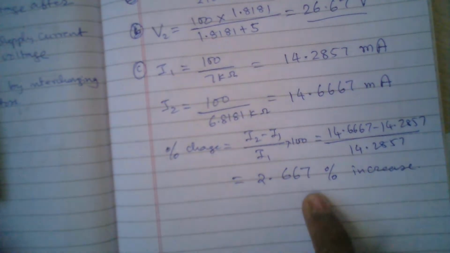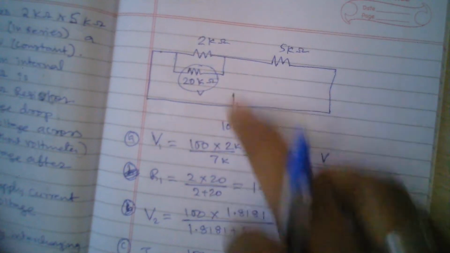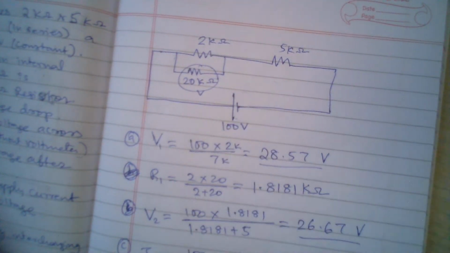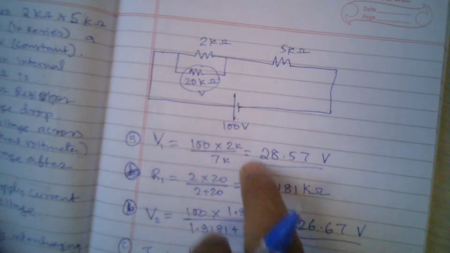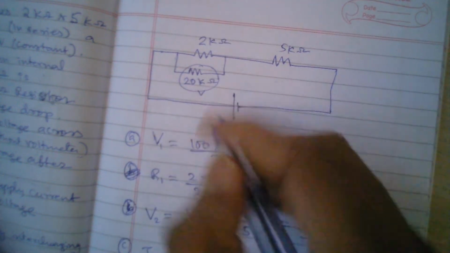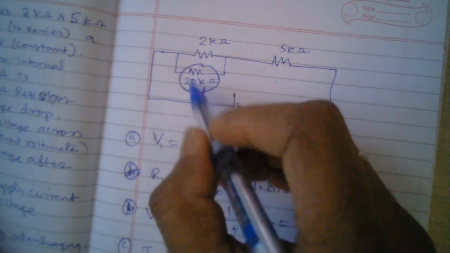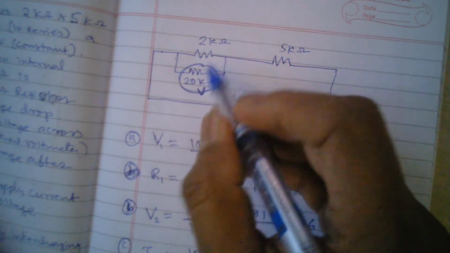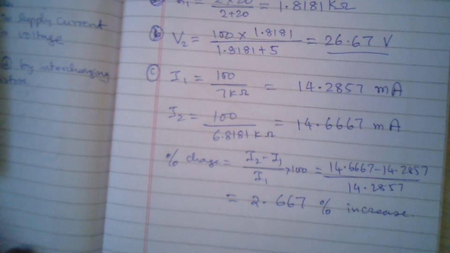So 2.667% increase in the current. Okay, so because of your measurement, the current is increasing by 2%. That is also one of the concerns. Whenever you are measuring something, the current will increase. That is called the loading effect of the voltmeter. So remember, every voltmeter will have an internal resistance which will impact the measurement. It will introduce a small percentage error.